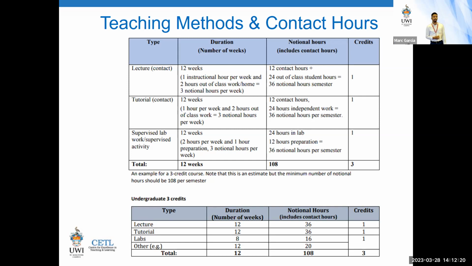Notice at the bottom of the total, it's 12 weeks, and the notional hours, in this case, it's 108 for a total credit weighting of 3. In the undergraduate credits, you see we have lecture duration 12 weeks, then notional hours 36, because you do the math. And then, of course, the credit for that is 1 credit.